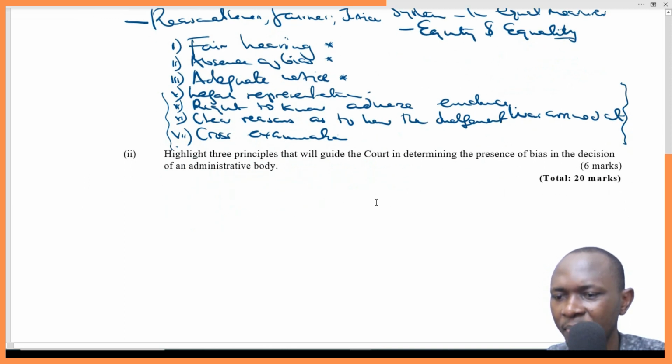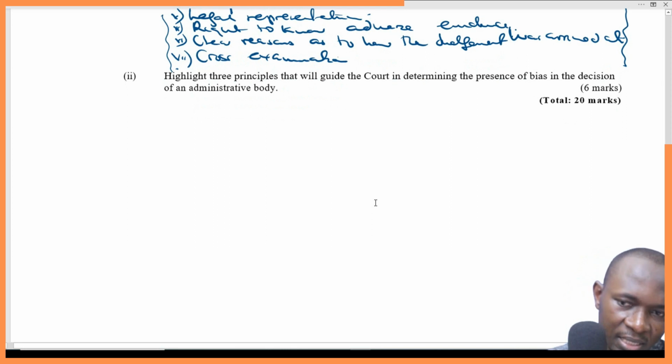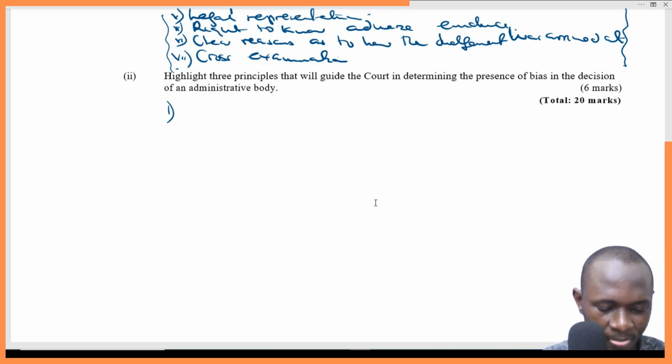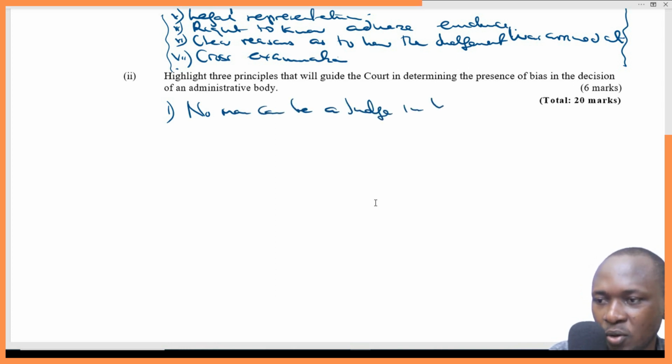Then highlight three principles that will guide the court in determining the presence of bias in the decision of an administrative body. Number one, the first principle is that no man can be a judge in his own case.